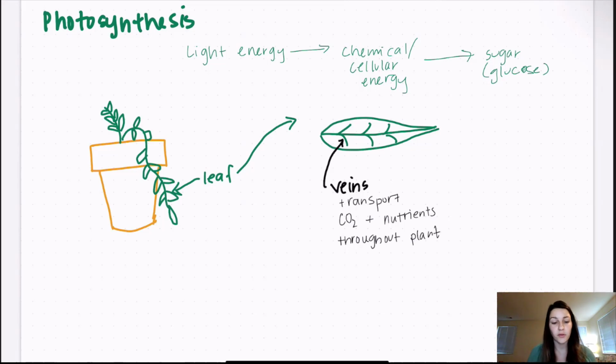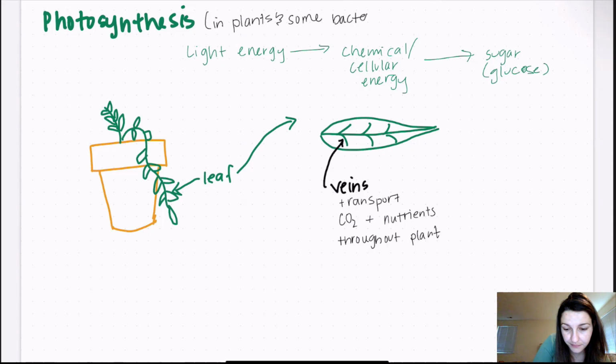Remember that photosynthesis happens in plants and some bacteria, so I'll write that at the top of our notes here. In plants and some bacteria. One example of bacteria that do photosynthesis are called cyanobacteria. But for the purposes of this lecture, we'll just focus on plants.